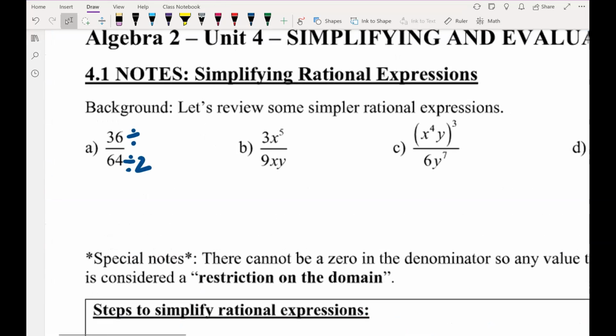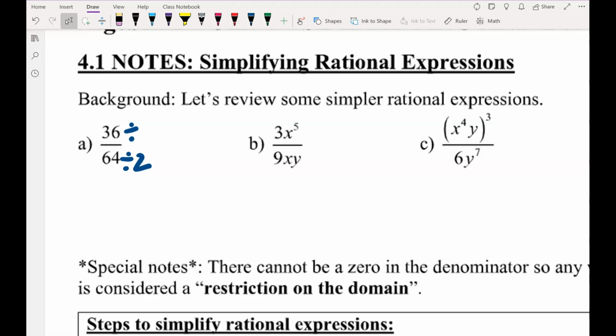So 36 divided by 64. But guys, if you can't find a larger factor that they have in common, then just start with a 2 if both numbers are even.